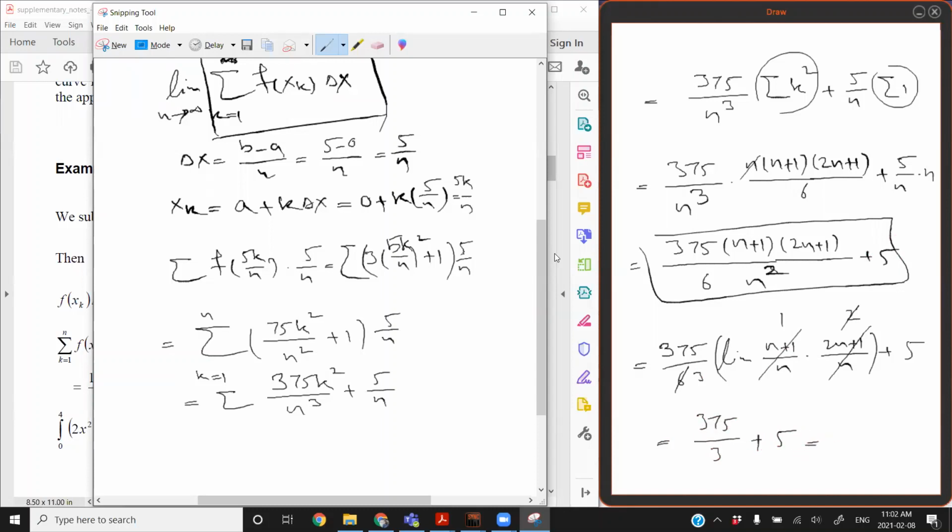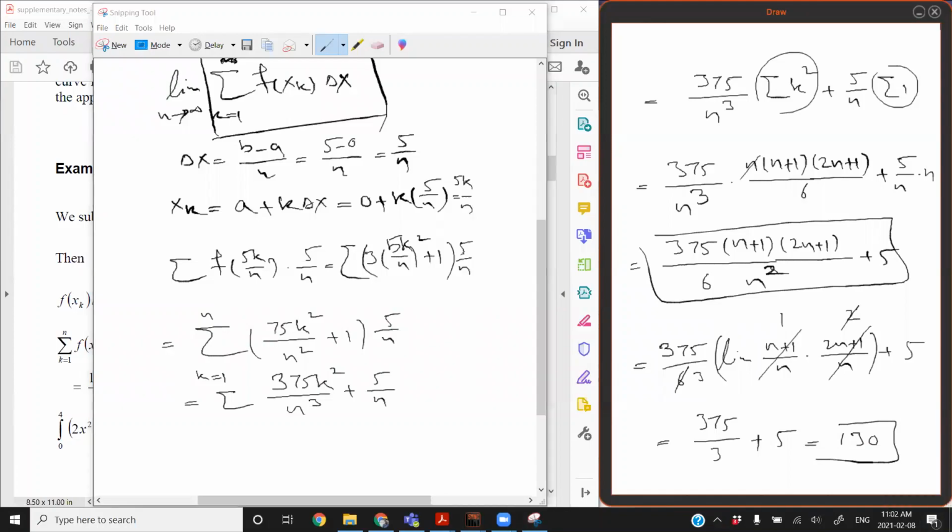And if I use the calculator for that, 375 divided by 3 plus 5, you get exactly 130. Is this clear? Any questions?